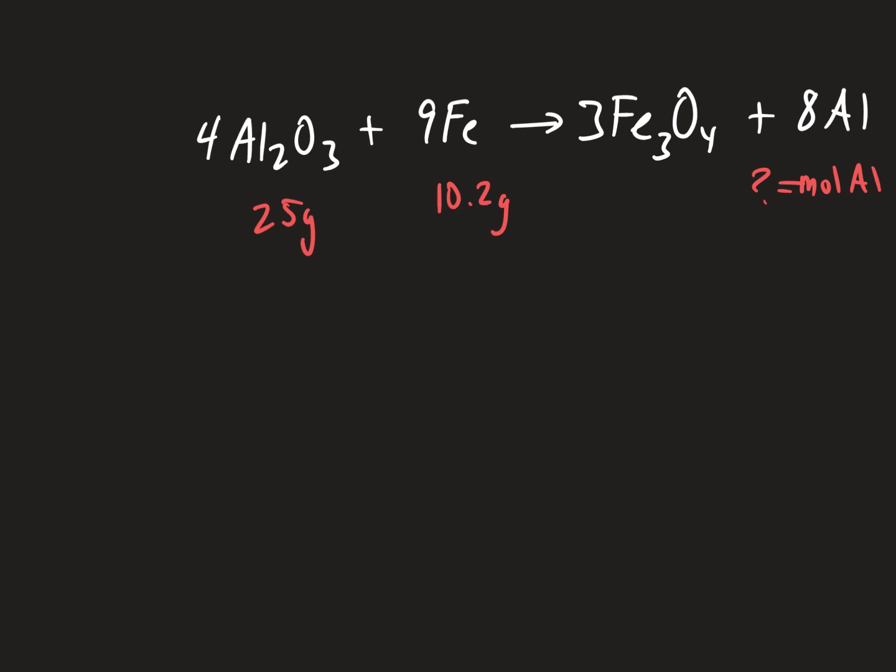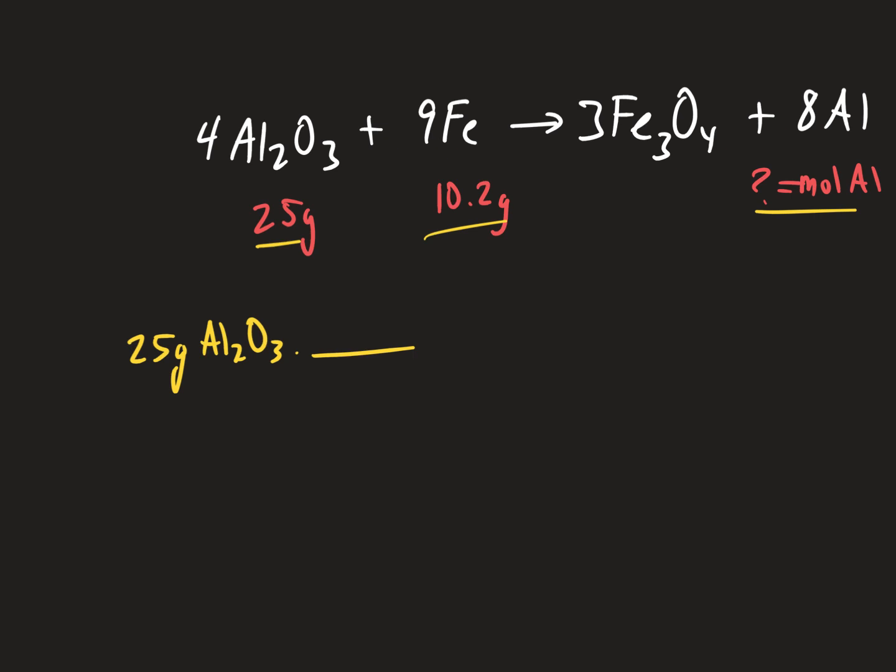Okay. So where do we start? 25 grams or 10.2 grams? Because we're given both. Either one. It doesn't matter. We've got to do both of them. Right? So let's convert 25 grams of what? Aluminum oxide. Good, aluminum oxide. Write it out. And we got to convert that to moles of aluminum.